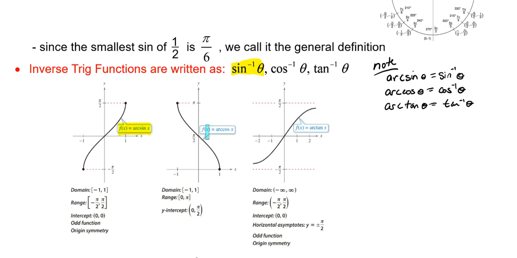Let's take a look at our arc cosine, so our inverse of cosine. Here we see that we have a domain between -1 and 1, and we have a range from 0 to pi. Here our y-intercept is not at the origin, but is at 0, pi over 2.